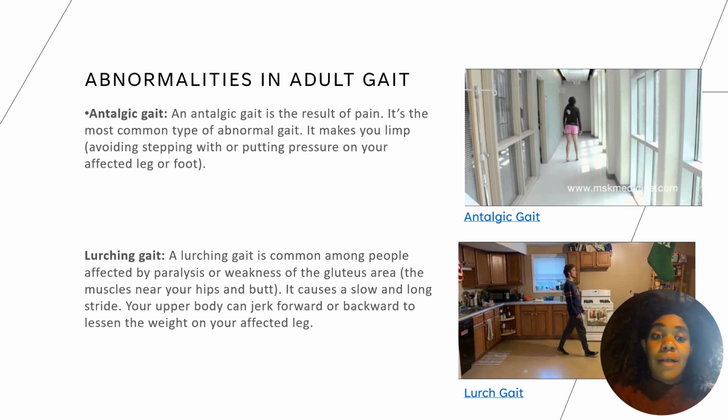Some interesting abnormalities in adult gait. I learned about something called antalgic gait, which is literally just limping. So it's a pretty common abnormality in adult gait, and it's the result of pain. And what you're literally doing here.